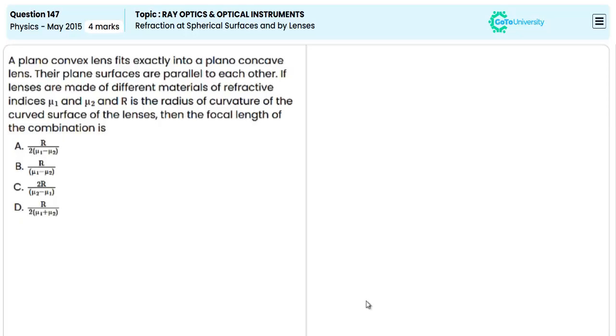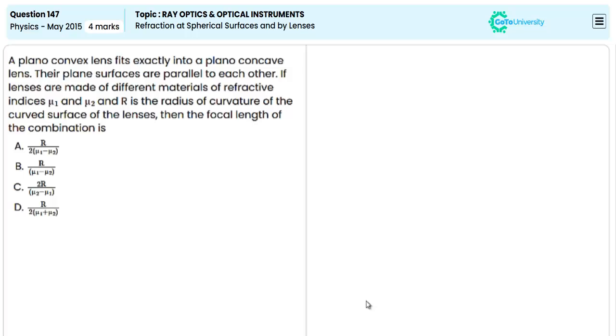A plano-convex lens fits exactly into a plano-concave lens. Their plane surfaces are parallel to each other. If lenses are made of different materials of refractive indices mu1 and mu2, and r is the radius of curvature of the curved surfaces of the lenses, then what is the focal length of this combination?